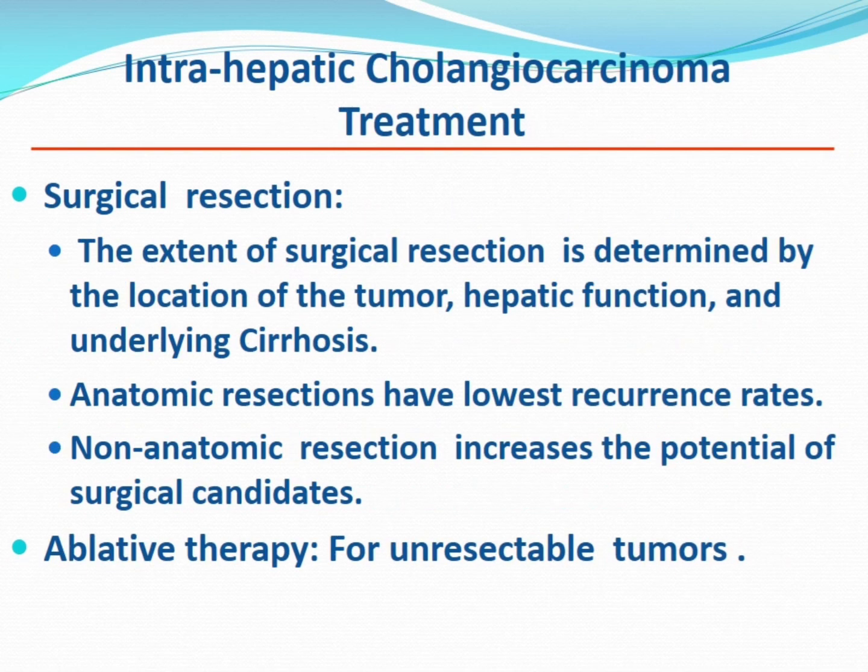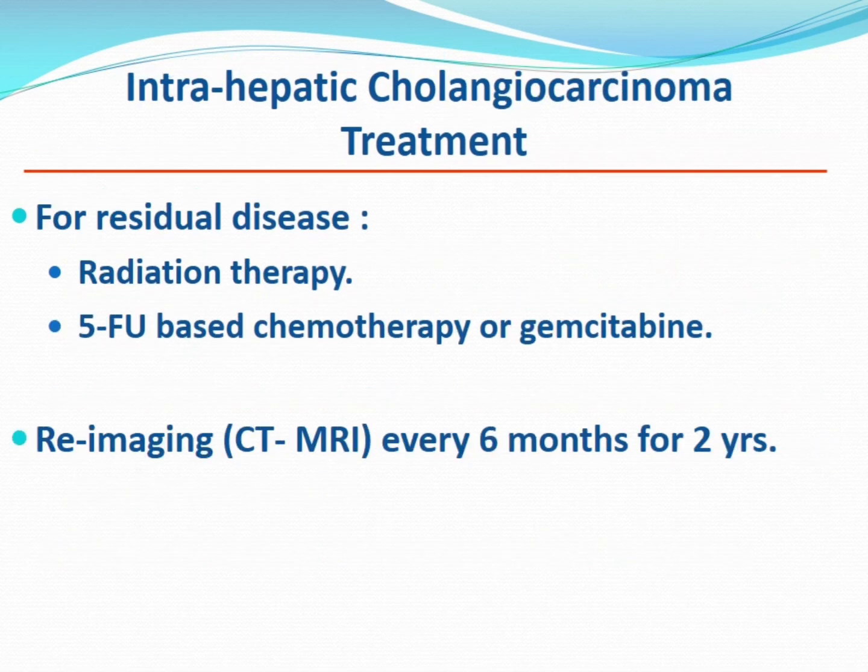For the treatment of intrahepatic cholangiocarcinoma, surgery is the best treatment, but the extent of surgical resection is determined by the location of the tumor, the hepatic function, and the underlying cirrhosis. Anatomic resection has the lowest recurrence rate. A non-anatomic resection increases the pool of surgical candidates, and ablative therapy is used for unresectable tumors. For residual disease, radiation therapy is needed, and 5-fluorouracil-based chemotherapy or gemcitabine also is used. Re-imaging is needed by CT or MRI every 6 months for 2 years.